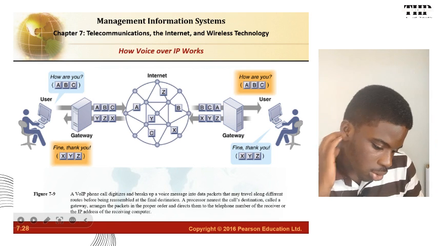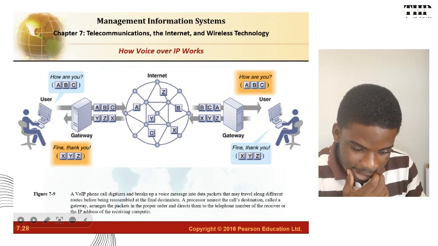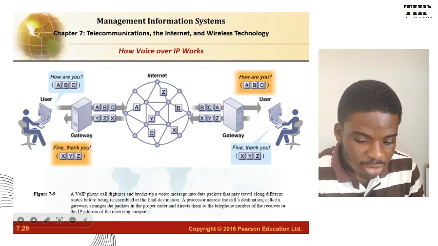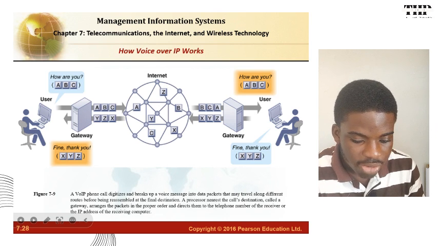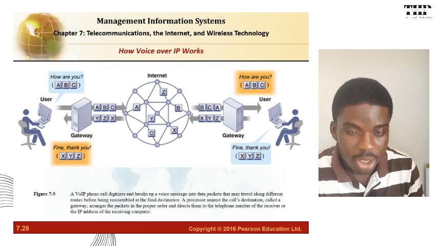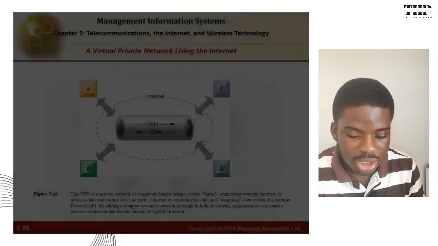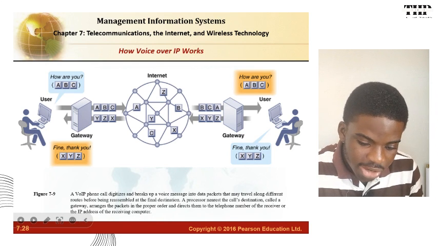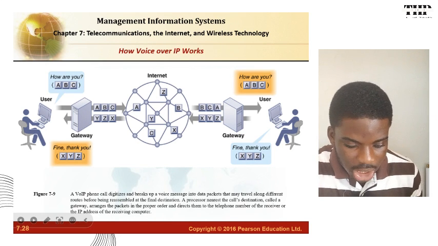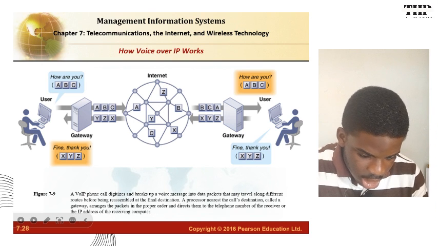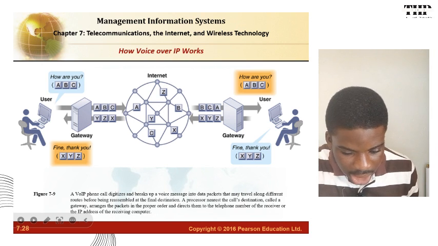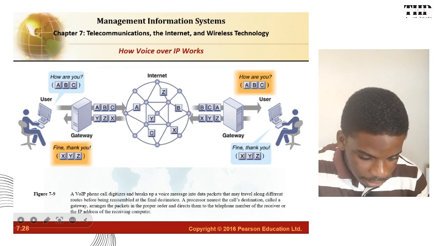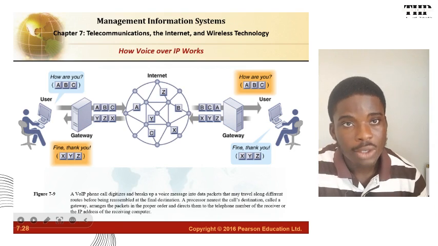A web phone call digitizes and breaks up a voice message into data packets that may travel along different routes before being reassembled at the final destination. A processor nearest the call's destination, called a gateway, right? So this gateway is a processor. It arranges the packets into the proper order and directs them to the telephone number of the receiver or the IP address of the receiving computer.